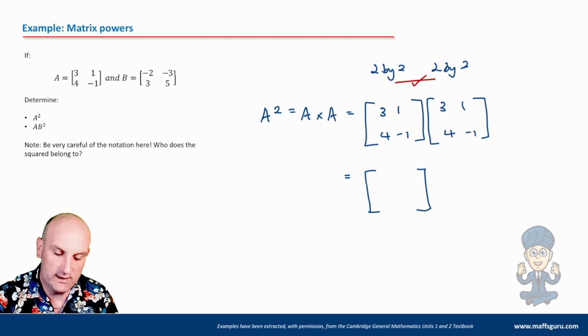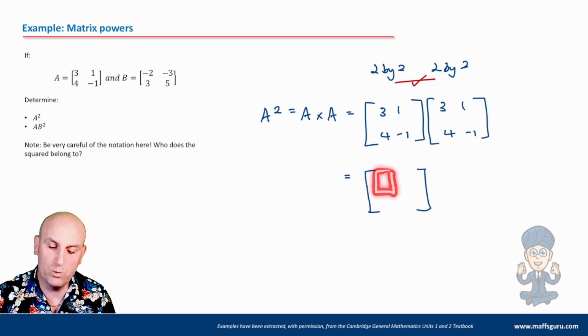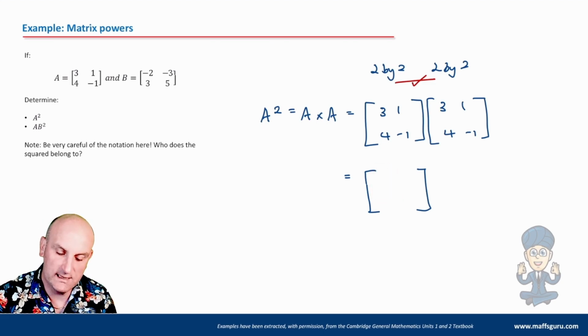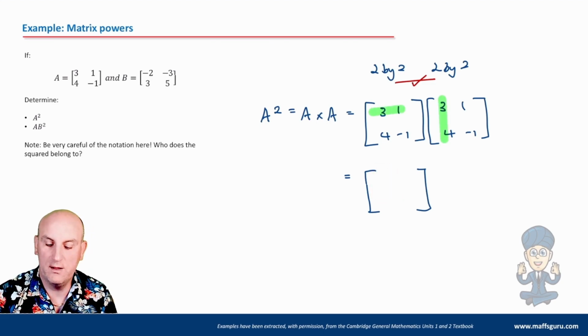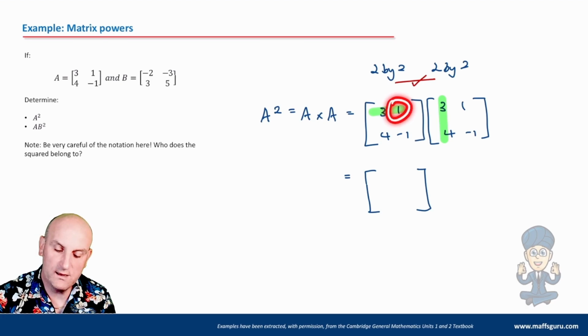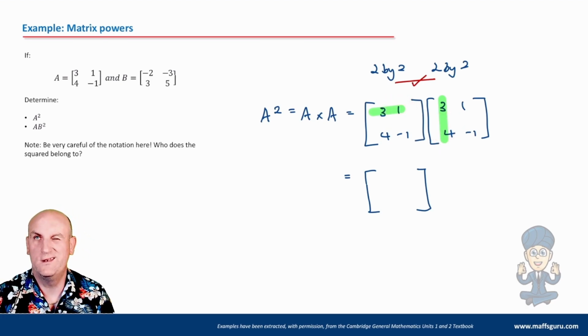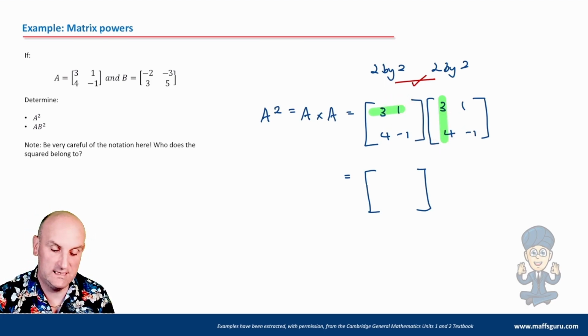And the first address, this one here, is 1, 1, which tells me to take my first row and multiply it by my first column. All right, so 3 times 3 is 9. 1 times 4 is 4. 9 plus 4 is 13, and I'm going to go straight and write down the number 13 here. So there's the number 13.